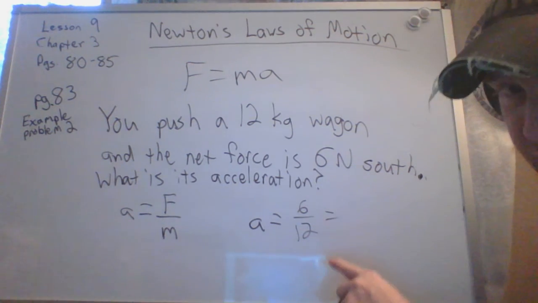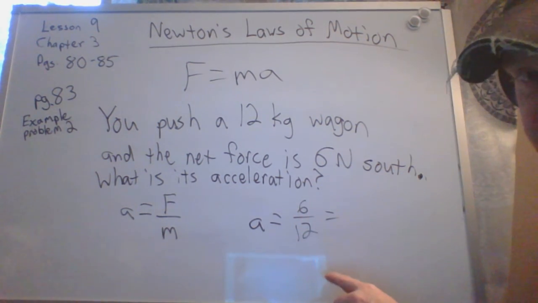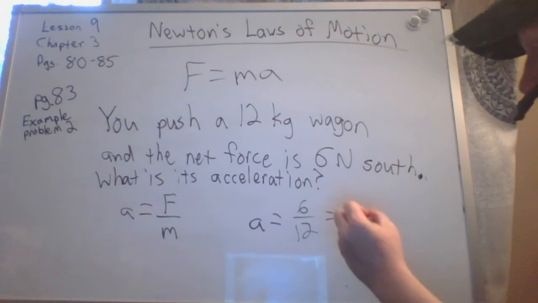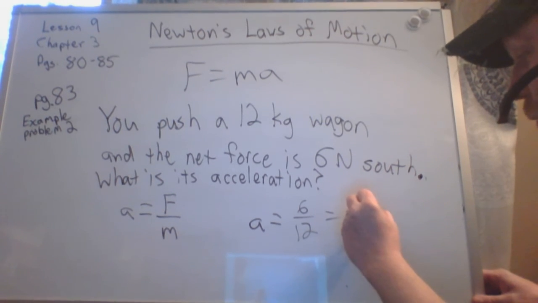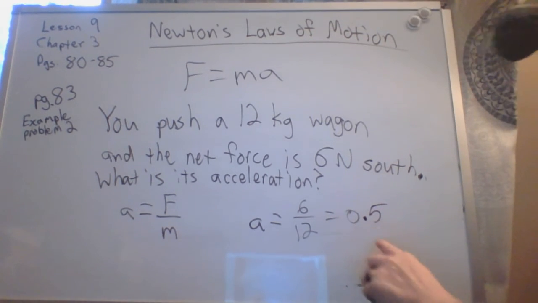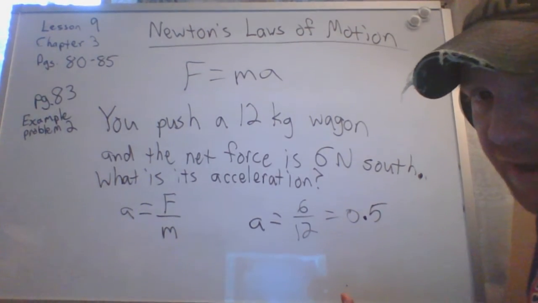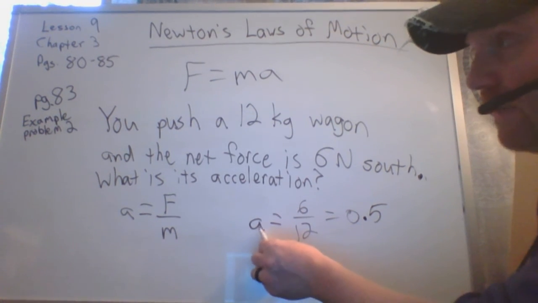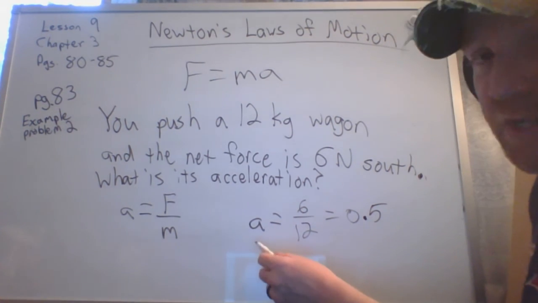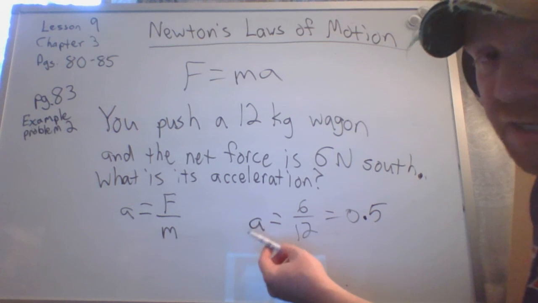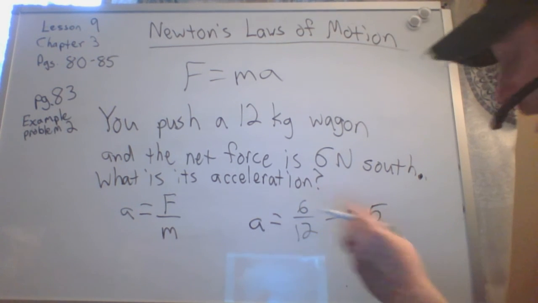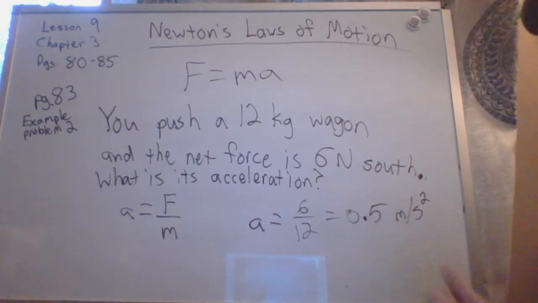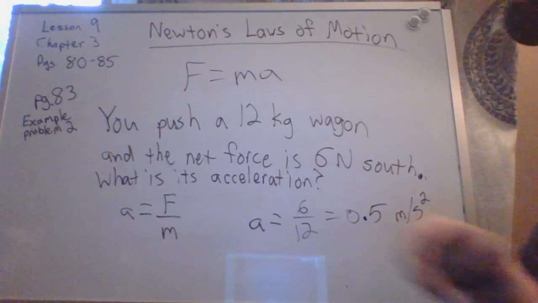You can use your calculator if you want, but 6 over 12, most of you can probably simplify that. Our acceleration is going to be 0.5. But 0.5 what? Keep in mind, we're solving for acceleration, and the standard unit for acceleration that you're going to see most of the time is written in meters per second squared, and that is Newton's second law of motion.